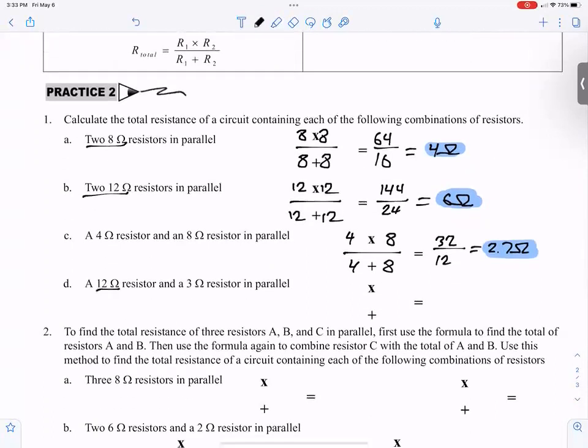Now we have a 12-ohm resistor and a 3-ohm resistor. We'll go 12 times 3 over 12 plus 3. 12 times 3 is 36. 12 plus 3 is 15. You know that 15 goes into 36 2 times with 6 left over. So 36 divided by 15 is a little less than 2.5. It's about 2.4 ohms.